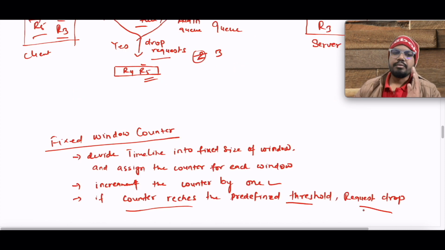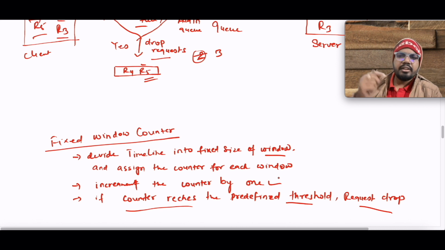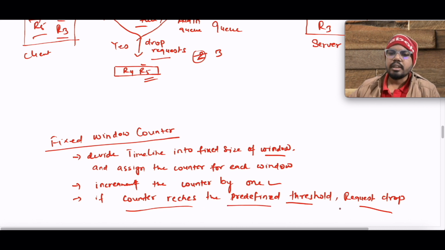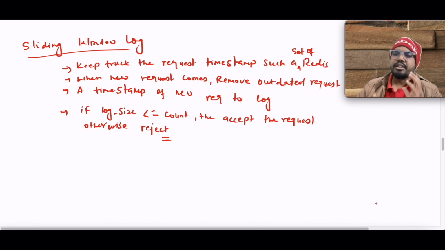So the next one is the fixed window counter. In this algorithm, we divide the timeline into fixed-size windows and we assign a counter to each window. When any request comes, it increases the counter by 1, and when the counter reaches the predefined threshold, the request will be dropped. Otherwise, the request is accepted and it will reach the server. There is a major issue in the fixed window counter: it allows more requests to go through at the edge of the window. This issue will be fixed with the sliding window log.